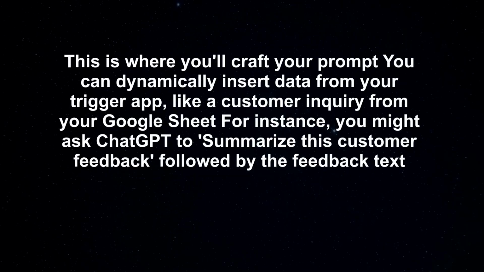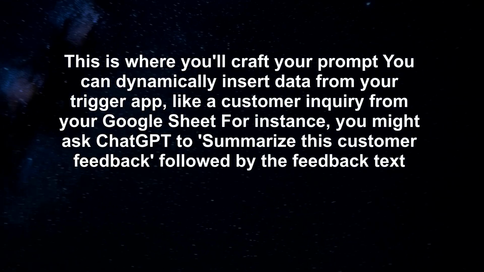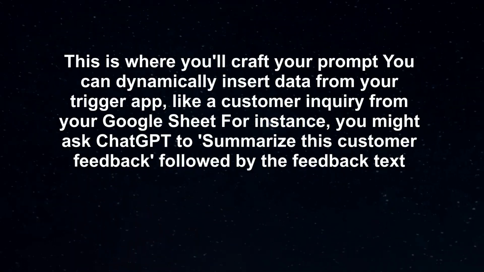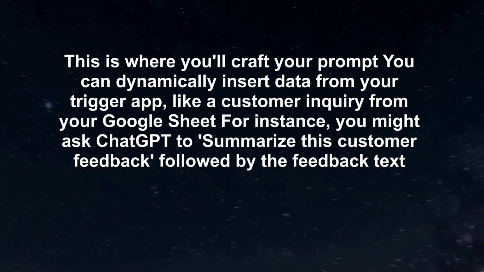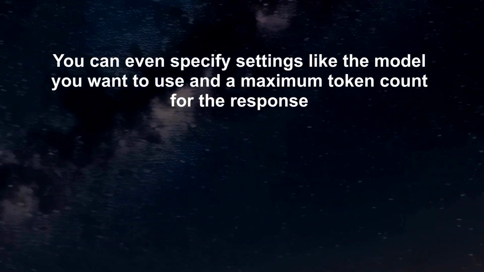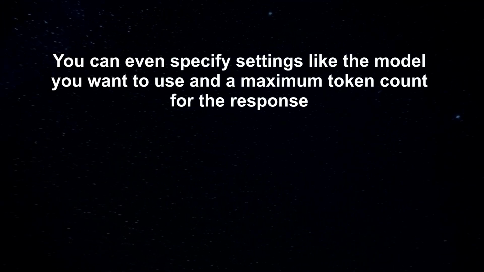You can dynamically insert data from your trigger app, like a customer inquiry from your Google Sheet, for instance. You might ask ChatGPT to summarize this customer feedback, followed by the feedback text. You can even specify settings like the model you want to use and a maximum token count for the response.